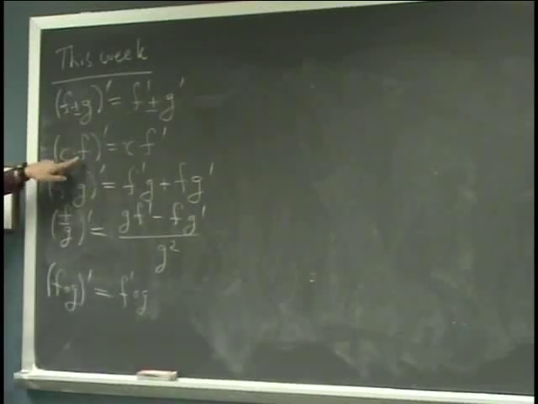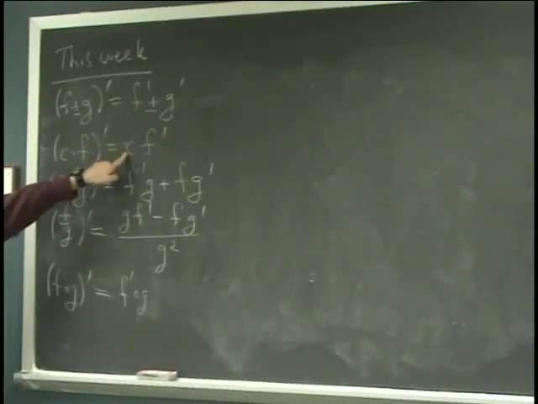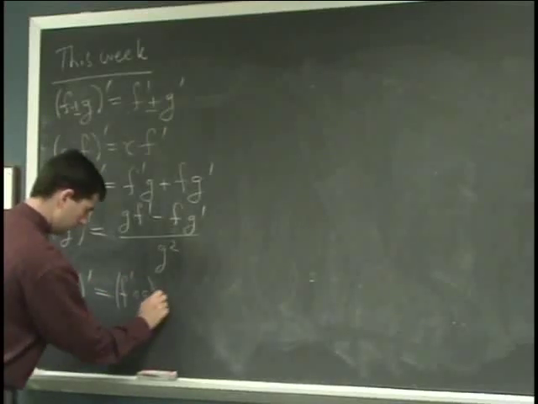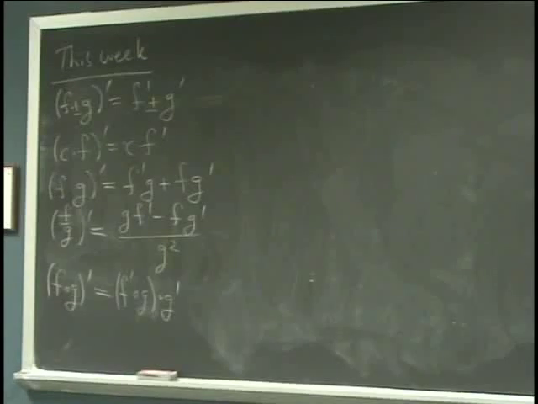This is saying if you take the derivative of a constant times a function, it's the same as taking the derivative of the function and multiplying by the constant. Okay, so we built up a whole bunch of rules, and then yesterday we worked a lot of examples. Oh, and we're up to the power rule.